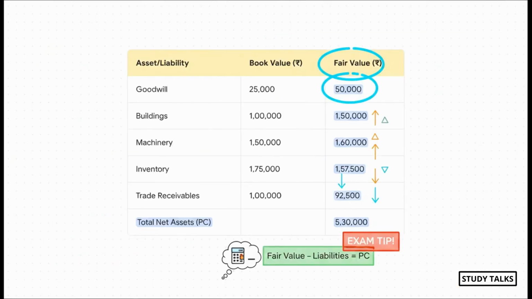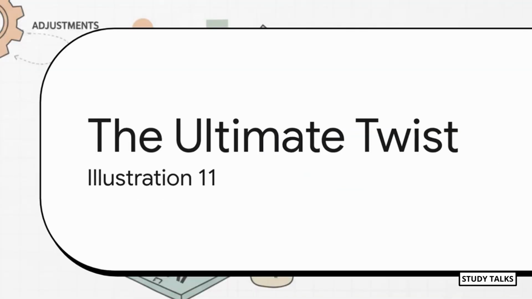So here's the deal. The purchase consideration is simply the total value of the net assets being taken over. But, and this is the key, you have to use the fair values from the problem, not the book values. You can see how goodwill, buildings, and machinery are valued up, but inventory is valued down, and there's a new provision for receivables. Just add up all these new fair values, subtract the liabilities, and that gives you your PC of $5,30,000.